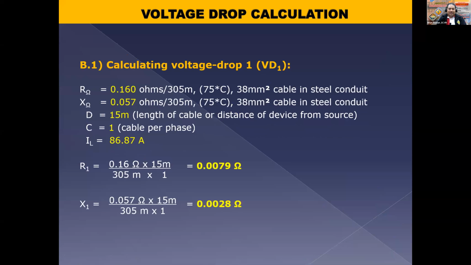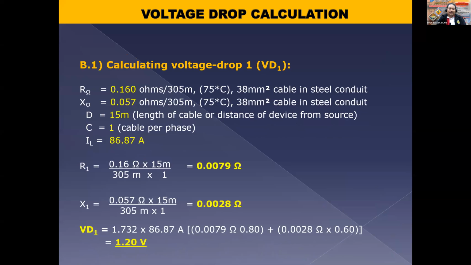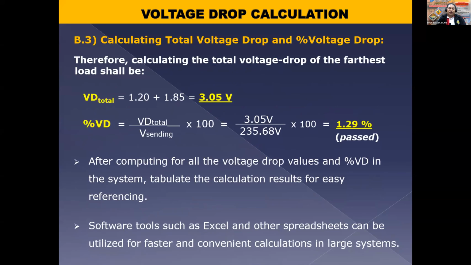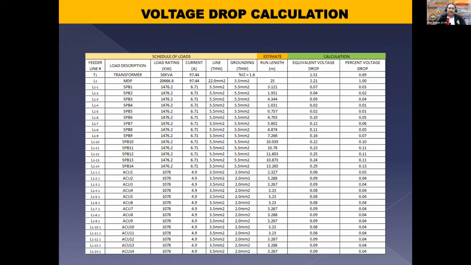Now, for 3-phase, same process. Anong kaibahan? Constant lang, no? Ang constant is 1.732 instead of 2 times, no? Same process pa rin. Yun lang kaibahan is 1.732, no? So, after evaluating, 1.29% lang yung voltage drop. So, it has complied with the prescribed limit of 5% from the code, no?